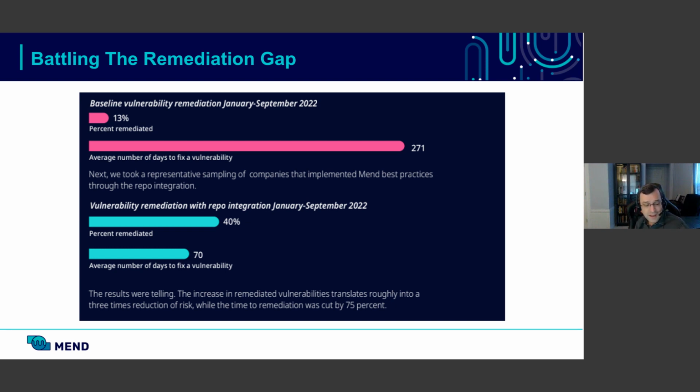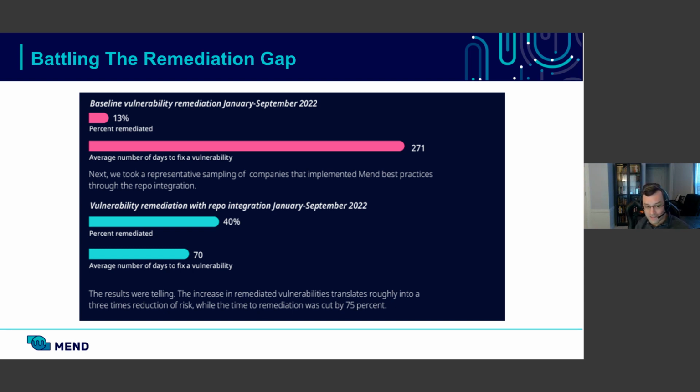But on average, across the whole industry, and this is a relatively huge sample size, what we see is that if you are remediating inside the repository, you are actually not just keeping pace with the pace of new vulnerabilities, but actually gaining a little bit. And the average number of days is hugely less. It's ridiculously less. It goes from basically 9 months to 2.5.